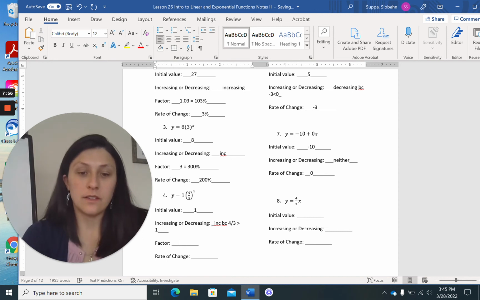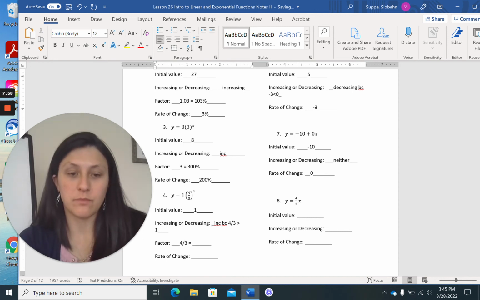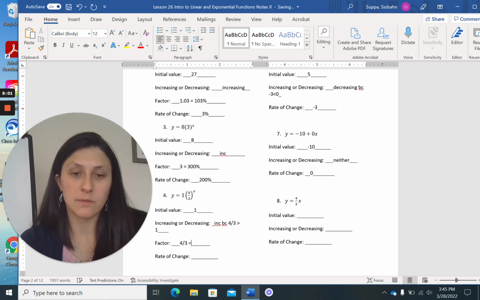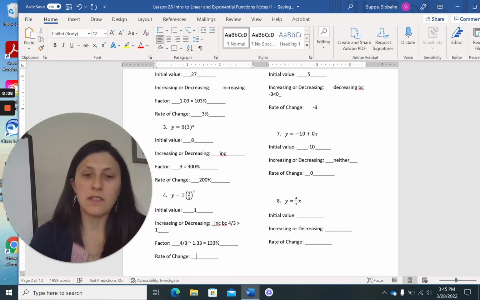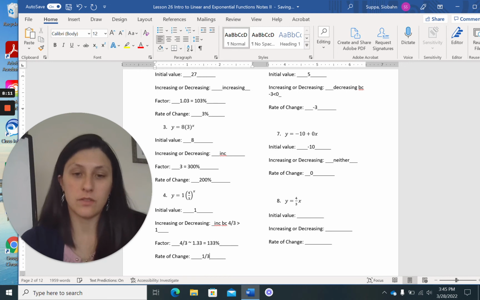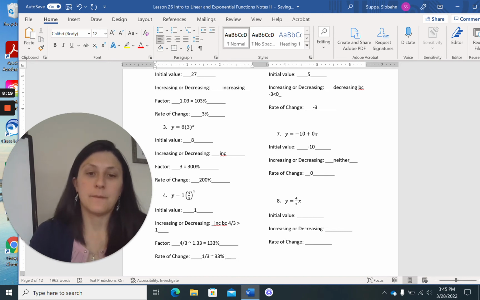The factor is 4/3, or if you want to write that as a decimal, that's approximately 1.33, which is 133% roughly. And that would make the rate of change equal to 1/3 or 33% approximately. Let me put approximate because it's not exact. Okay. And again, this is increasing. So if this were a real life problem, you would say that the rate is increasing by 33% every x variable, whatever your x unit is measured in.